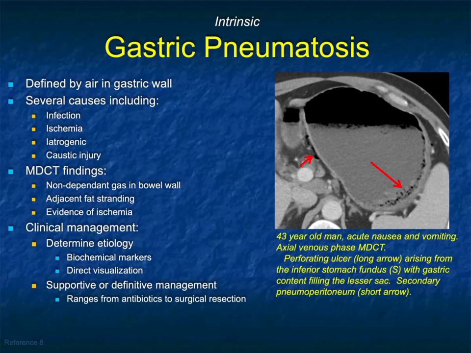On CT, again, the key findings, and we speak about this looking at small and large bowel as well: non-dependent gas in the bowel wall, adjacent fat stranding, and perhaps evidence of ischemia. In terms of clinical management, trying to figure out the etiology, often endoscopy will be done to make certain the patient doesn't have ischemia, and depending on the clinical scenario, anywhere from antibiotic therapy to surgery will need to be done.